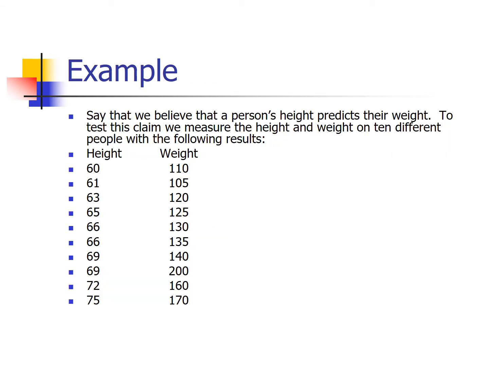Say that we're interested in testing our claim that a person's height predicts their weight. We go out and sample some kids. We measure the heights of all these kids, we measure their weights, and I'm not sure how realistic these numbers are, but they're maybe a little bit reasonable if we don't look at them too closely. For each person we have two numbers. The first person is 60 inches tall and weighs 110 pounds. We can plot that. The next one is 61, 105. We can plot that. We can do this for all 10 children.